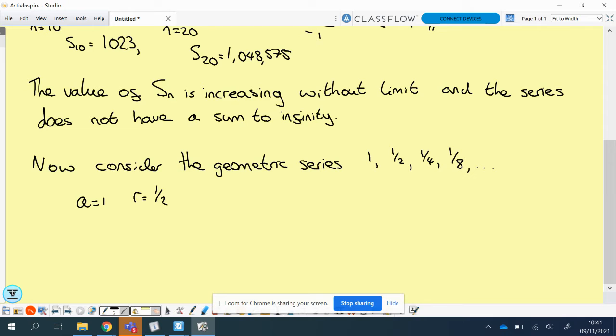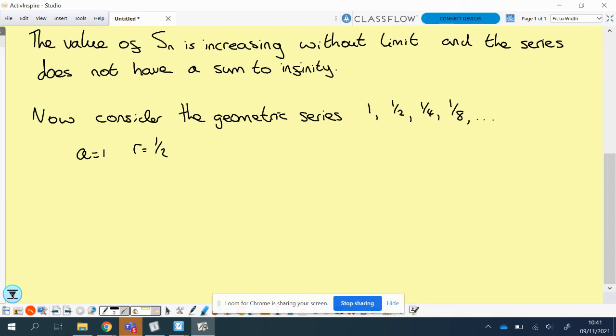So putting that into the formula, S of n is a bracket 1 minus r to the power n over 1 minus r. Then a is 1, so that just stays as 1, so that's going to be 1 minus a half to the power n.